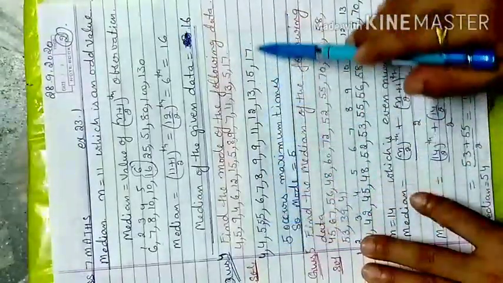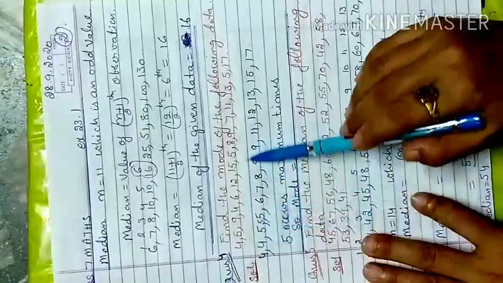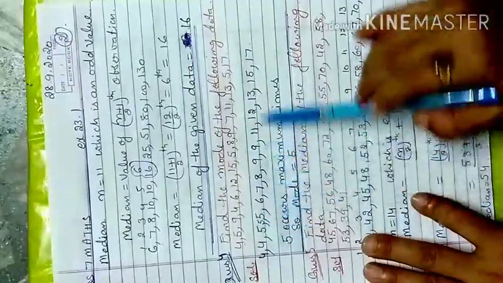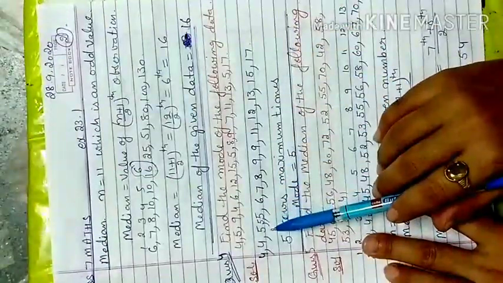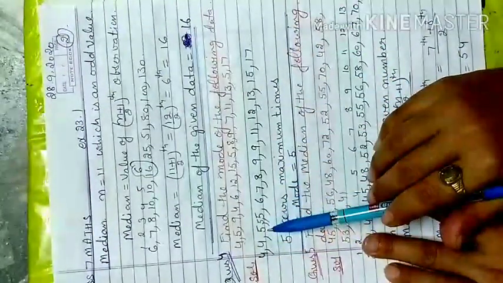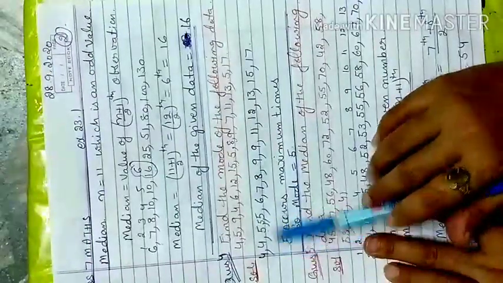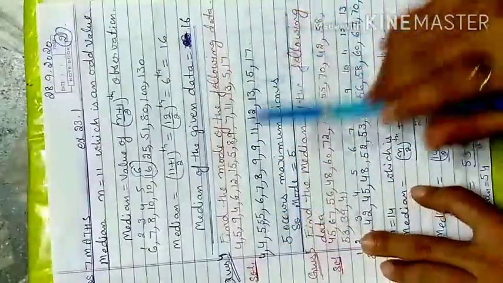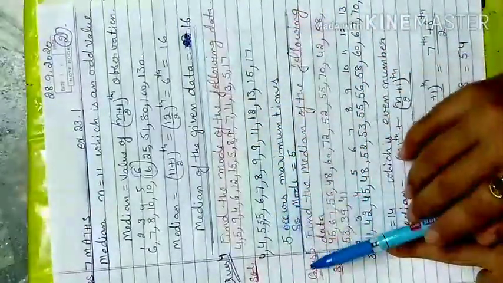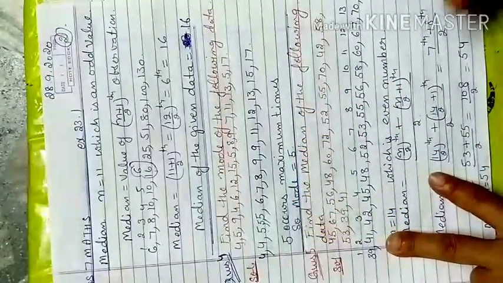So when you arrange this in ascending order, 4 is repeated 2 times, 5 is repeated 3 times and 9 is repeated 2 times, and other numbers are only single times. So here if you check, 5 has the maximum repetition compared to other numbers like 4 and 9. 4 and 9 are repeated 2 times, but 5 is repeated 3 times, so 5 occurs the maximum times. So mode is equal to 5.